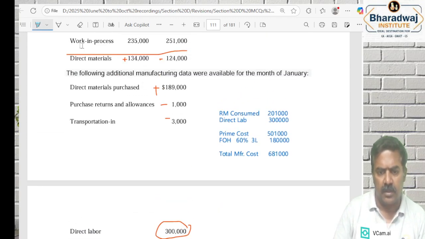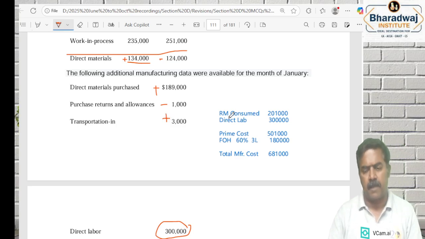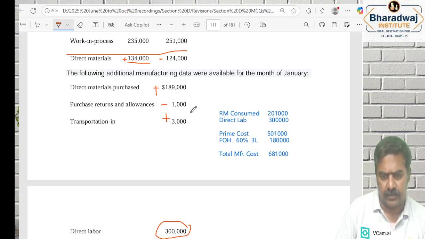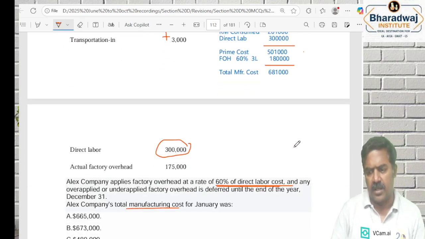Raw material consumed: opening stock of material plus purchase of material minus closing stock, minus purchase returns, add transportation. Freight in is just a transportation cost, that is separate from purchases. So the material is 2,00,000. Prime cost is 5,01,000. So total manufacturing cost is 6,81,000.